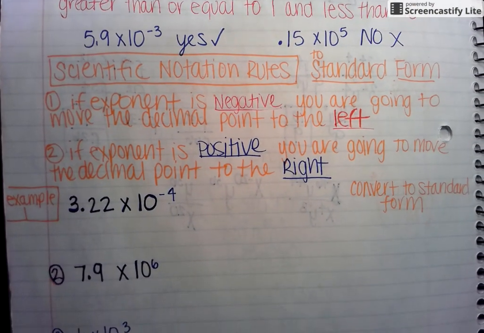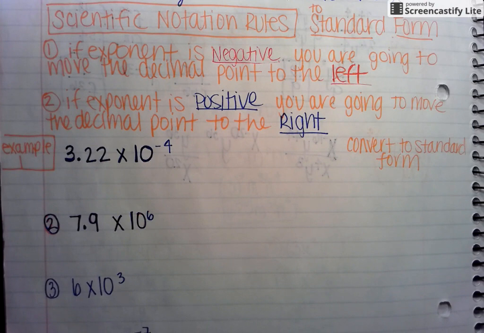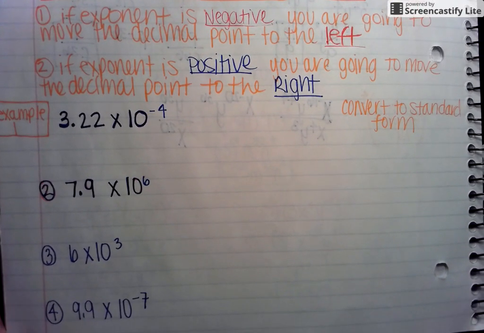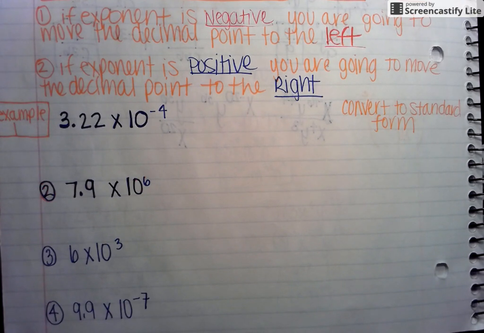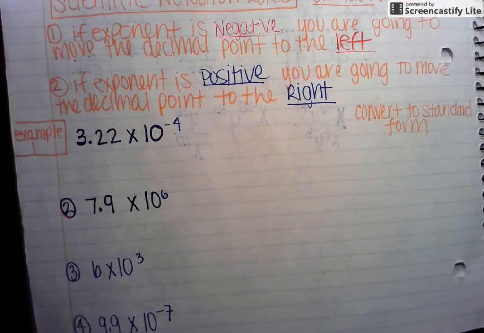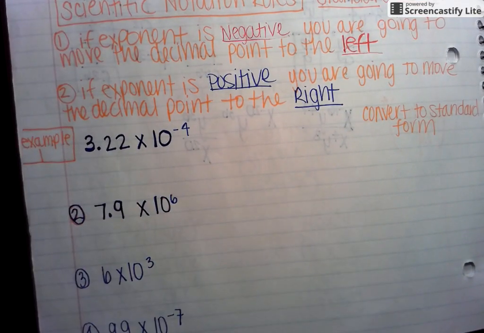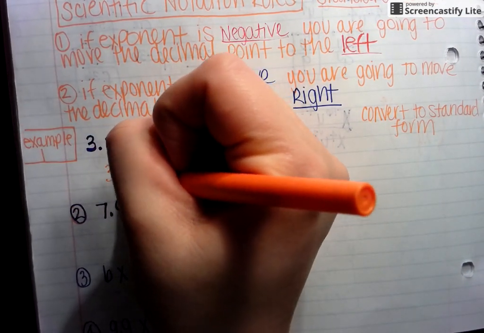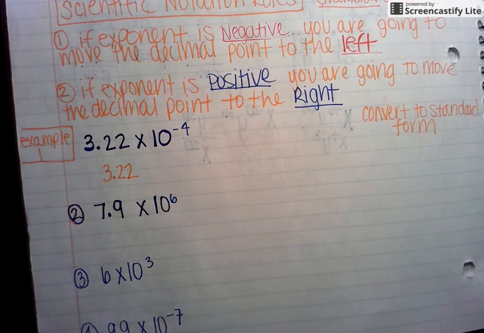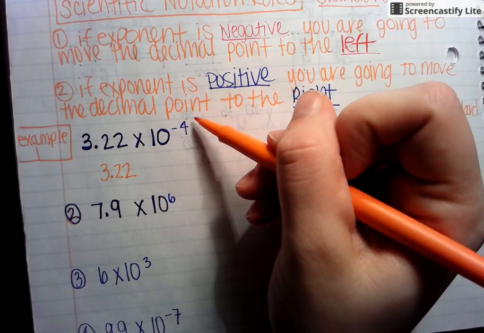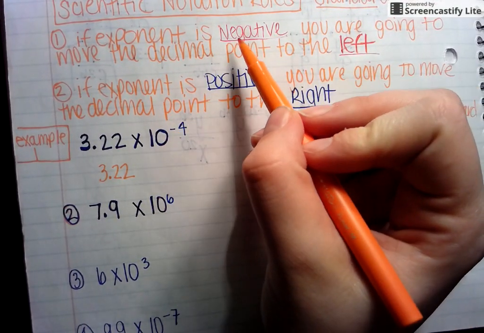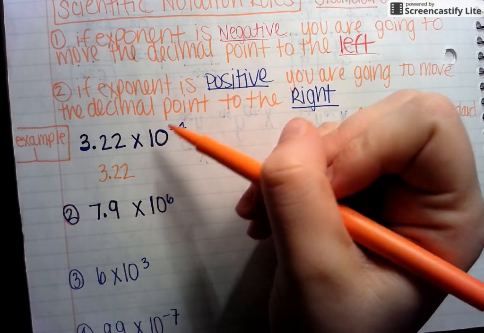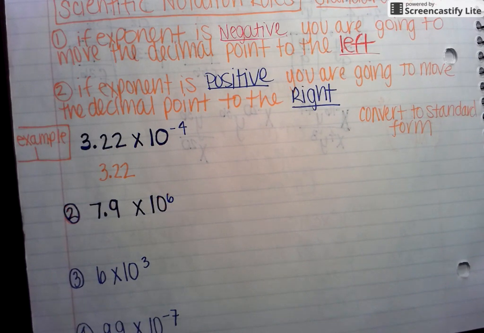So we're going to take these first 4 examples and we're going to take them from scientific notation and move them into standard form. So we notice that we have 3.2. What I'm going to do is rewrite 3.2, and it's times 10 to the negative 4. Because it's a negative exponent, I'm going to move it to the left. And this means that it's 10 to the negative 4th, so it's a lot smaller.